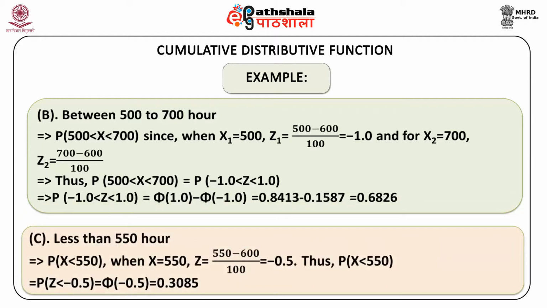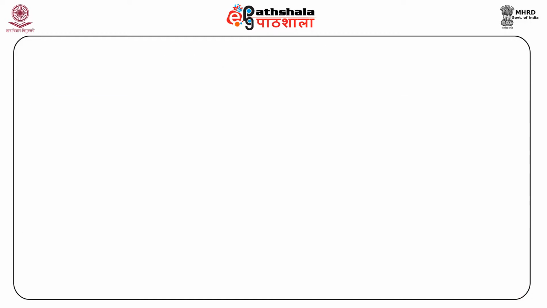Now, less than 550 hours, that is the probability that 550 is greater than x. When x is equal to 550, z is equal to (550 minus 600) divided by 100, which is minus 0.5. Thus, the probability that 550 is greater than x is equal to the probability that minus 0.5 is greater than z, which is equal to phi(minus 0.5), which is equal to 0.3085.